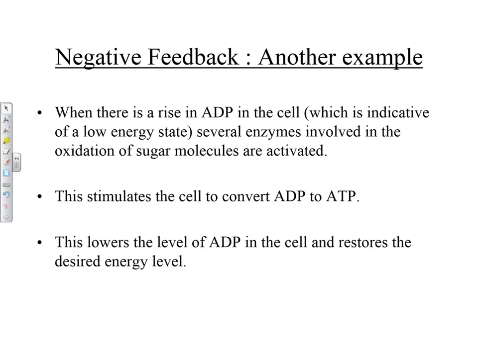So when there is a rise in ADP in the cell, which is indicative of a low energy state, or even cyclic AMP, that I talked about, adenosine monophosphate, that's a signaling molecule indicating to the cell, hey, you better start firing on all cylinders. Several enzymes involved in the oxidation of sugar molecules are activated. This will stimulate the conversion of ADP to ATP. This will lower the level of ADP in the cell and will restore the desired energy level.